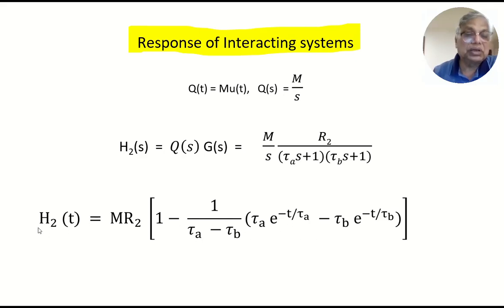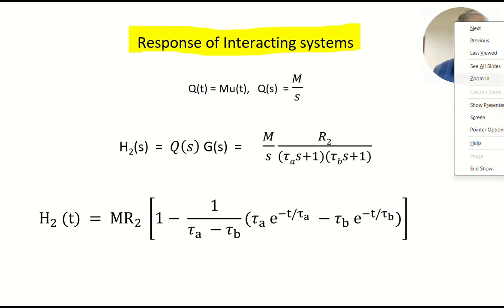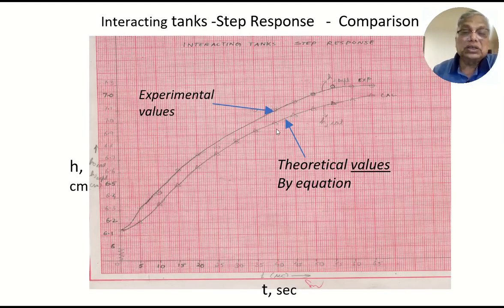So this will give you capital H2(t), and from capital H2(t) you can find small h2. This is a deviation variable. You can find the actual height small h2 by the equation I showed earlier, because capital H2 equals small h2 minus small h2s, the steady state value. So from that, the actual height can be found. So this is the theoretical curve, plotted as per the values given by this equation. And the upper one is the actual experimental values.